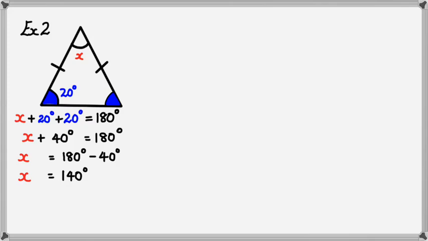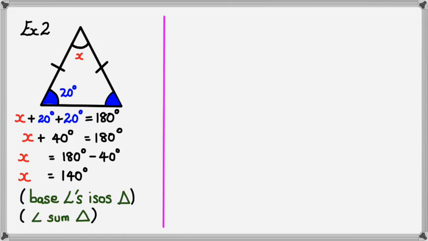Okay, now in this case we used two rules: the base angles of an isosceles triangle, and also angles in a triangle equal 180 degrees. Now guys, there are multiple ways of writing this. You'll figure it out as you go along, but in this case I just want to make sure I mention both of the reasons that I used. Alright, let's have a look at another example.